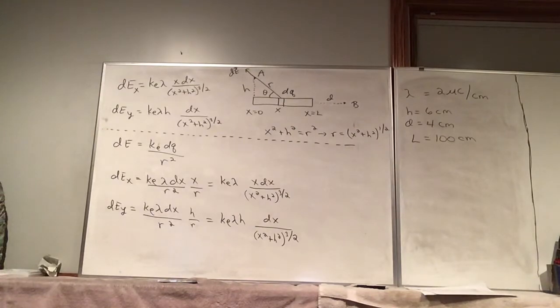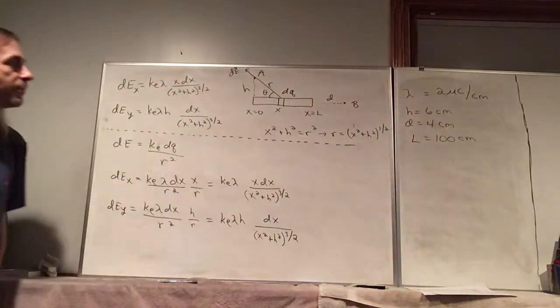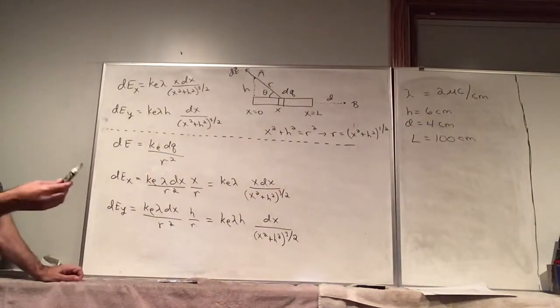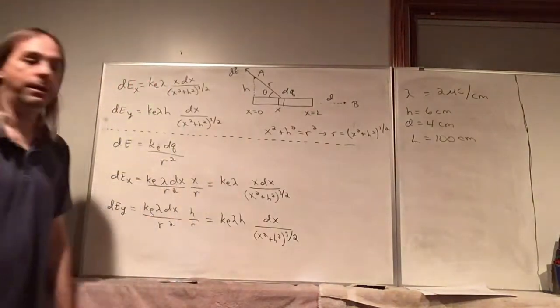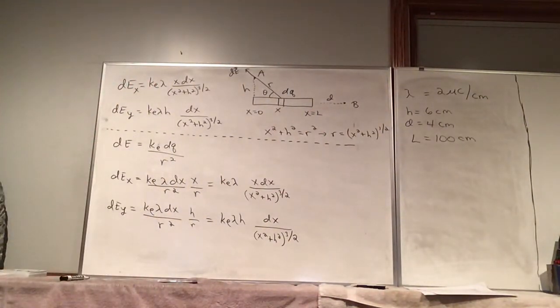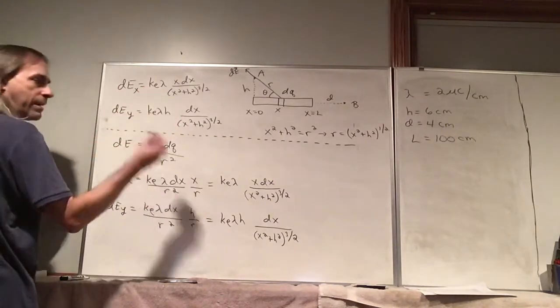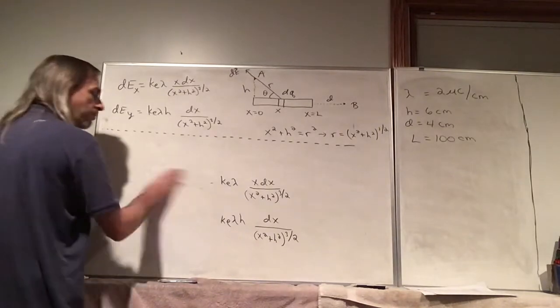But now to get the total electric field, we have to integrate over the entire charge. In this case, last time we integrated from 0 to infinity. Here we're going to stop at L. So everything we've done is exactly the same as what we did in class. And now we're going to integrate. So I think we'll just do dEx, write down the result, and then we will erase it to make room for dEy.